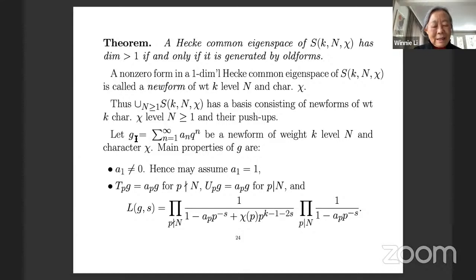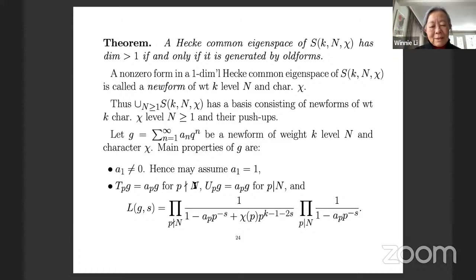And the second is that, coming from the construction, G is an eigenfunction for all the Hecke operators T_p with p coprime to n, with eigenvalue a_p once we normalize the leading coefficient. Since this common eigenspace generated by G is one-dimensional, if we take a p dividing n, U_p acts on this space.